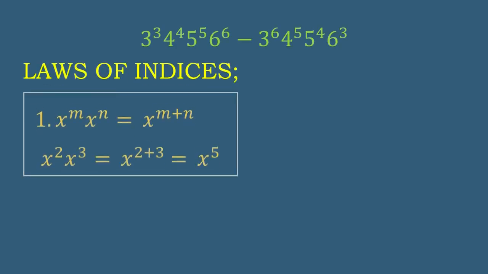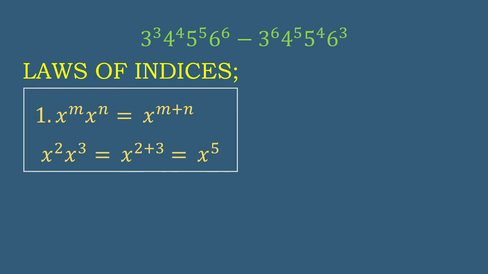In number 1, x to the power m times x to the power n is equal to x to the power m plus n. For example, x to the power 2 times x to the power 3 is equal to x to the power 2 plus 3, that results in x to the power 5.